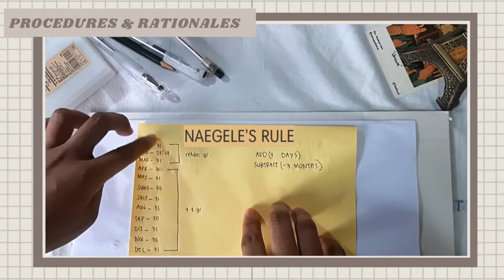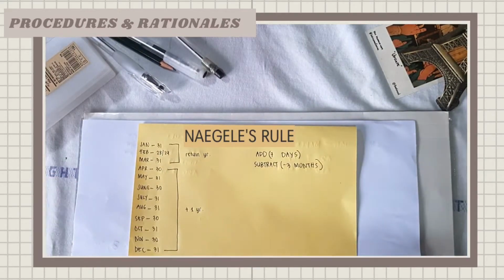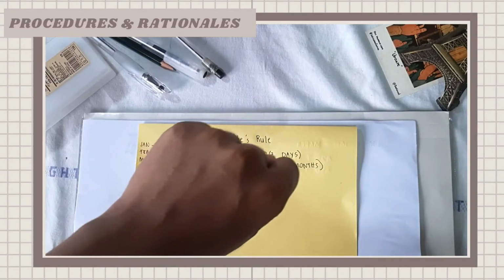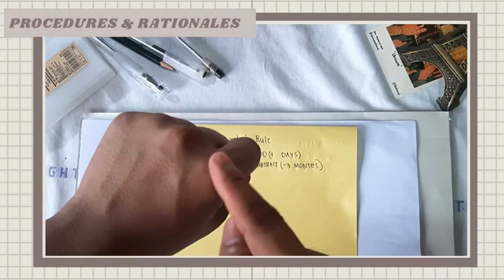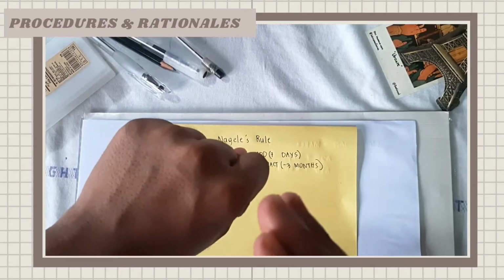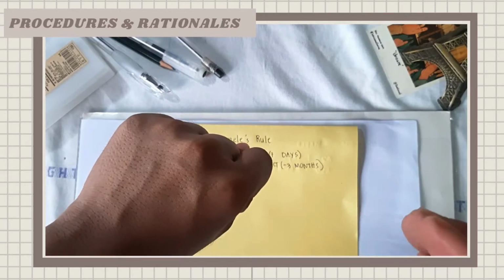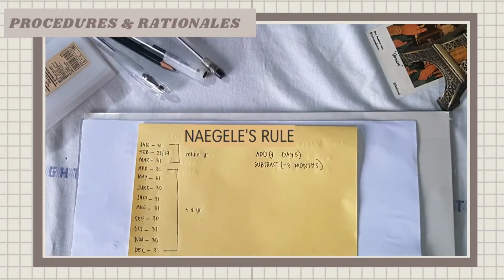Now these are the number of days in a month. For you to remember it, you can use your knuckles to determine the number of days. So your knuckles are 31 days and the space in between is 30, except for February because it is 28 days, and 29 in a leap year. We are now going to compute the EDD of Jenny.